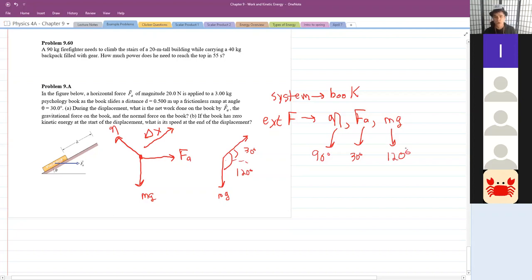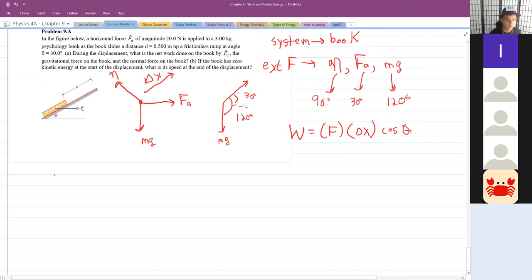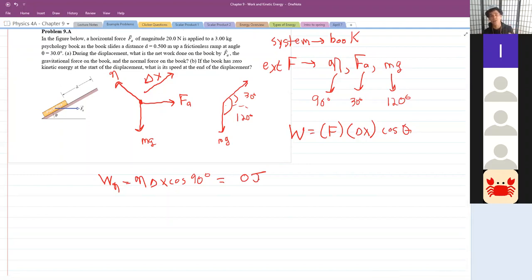When I calculate the work, each one of these forces is constant, so I can just use work equals the magnitude of the force times the displacement times the cosine of the angle between the force and the displacement. For the normal force, here's a little hint for problems. I could calculate the normal force by doing the sum of the forces equals ma, but since the angle between the normal force and the displacement is 90 degrees, I don't even need to, because the cosine of 90 is zero. So the work done by the normal force is just 0 joules. That means the normal force is not adding or removing energy from the system.